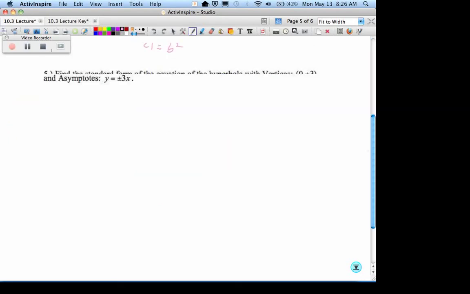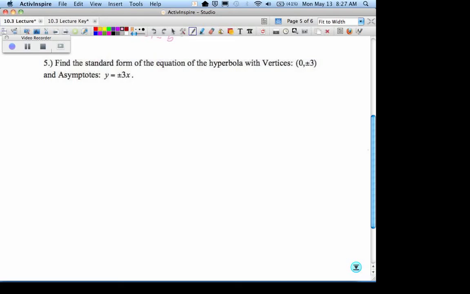Number 5, find the standard form of the equation of the hyperbola. Vertices again are up and down 3.